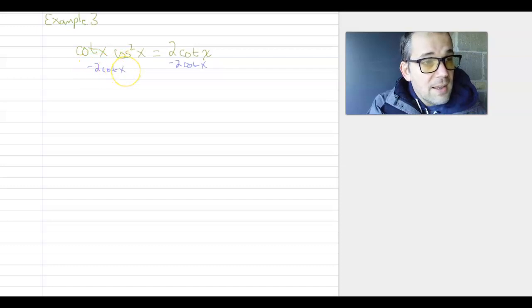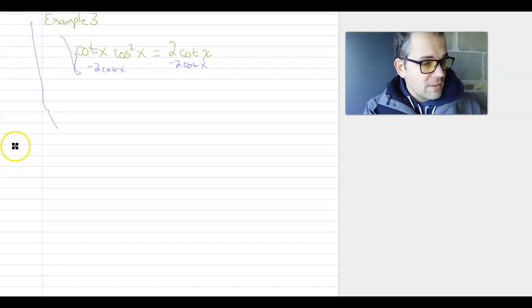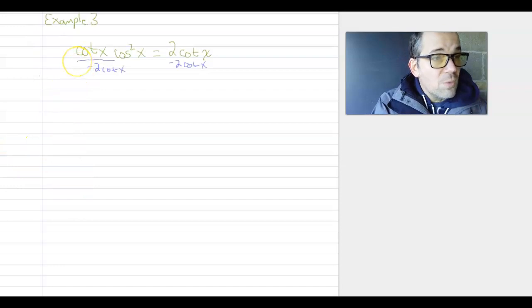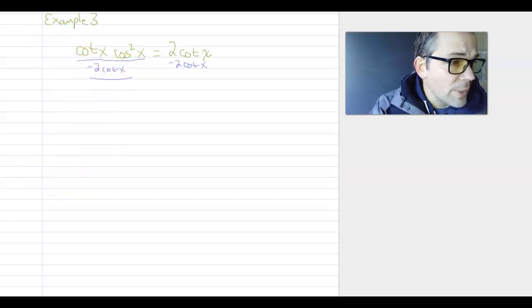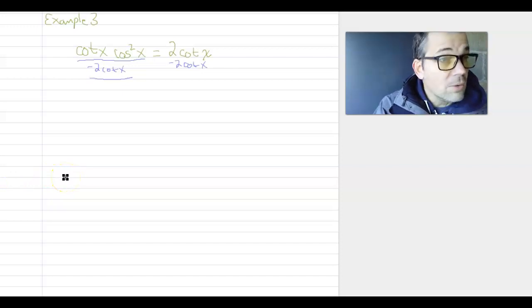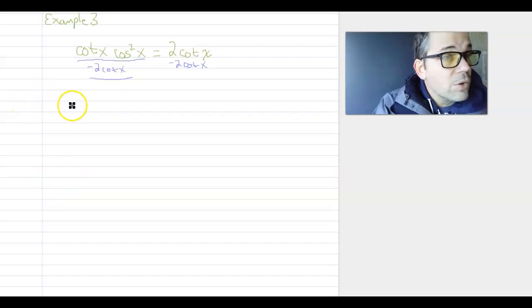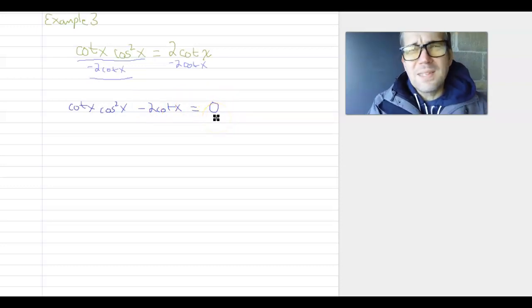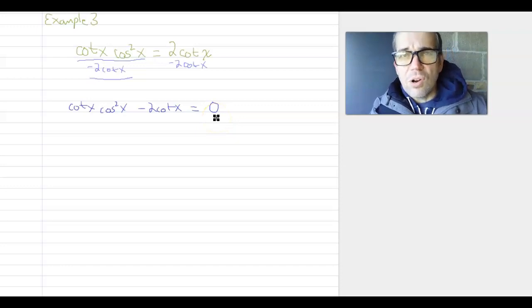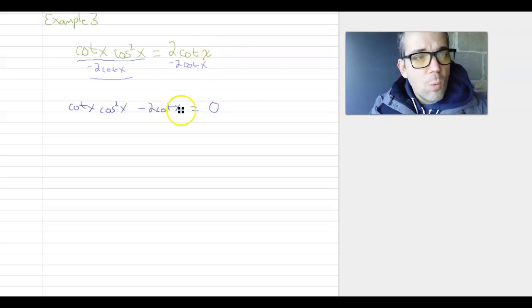And I'll say this, oh man, let's not do that. This whole thing is one term, and this is another, and they are not alike. So I cannot combine them. So the best thing I can do is say the cotangent of x times cosine squared of x minus 2 times the cotangent of x is equal to 0. It looks pretty gross, but it's not a big deal, right? They're not like terms. We can't combine them. Once it equals 0, I've got multiple trig functions.